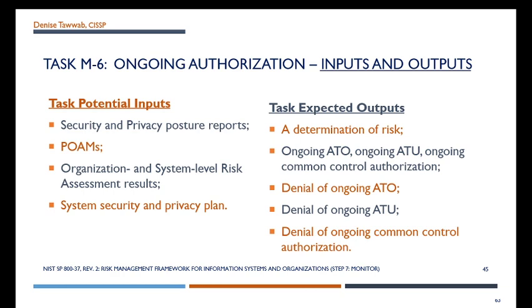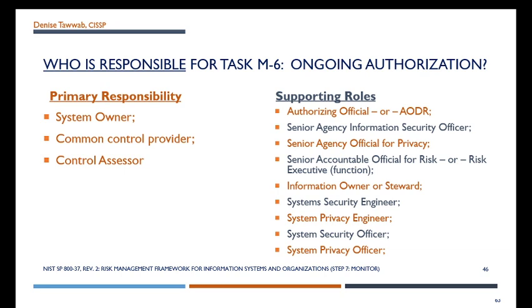The expected outputs from this task of ongoing authorization will be a determination of risk, an ongoing authority to operate or an ongoing authority to use, an ongoing common control authorization, or denial of ongoing authority to operate, denial of ongoing authority to use, and denial of ongoing common control authorization. So those can be the outputs from that ongoing authorization step. You can get a yes decision, you can get a no decision.